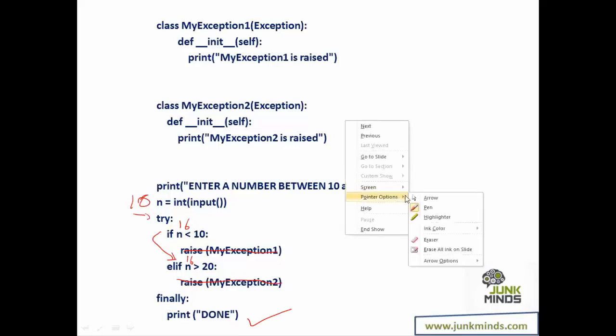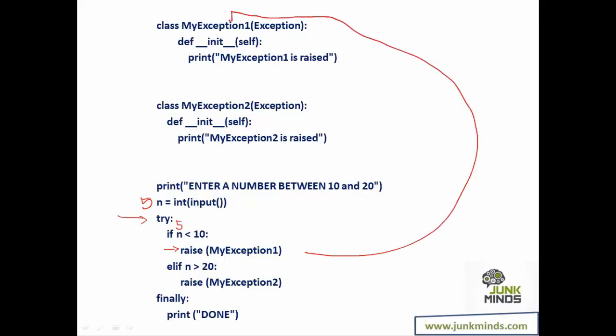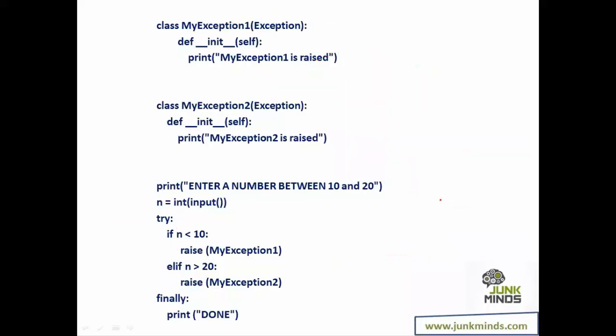But now look at this. Suppose it happens that you give me the value of n as say 5. So I'll start with this try block. Now 5 less than 10 is true. So over here, I'm now invoking that class on my own. Raise myException1. Using this raise command, I'm calling my own class, myException1. What is myException1? It is this class. This class will get invoked. As soon as I invoke it, this statement will execute, and it will say myException1 is raised.